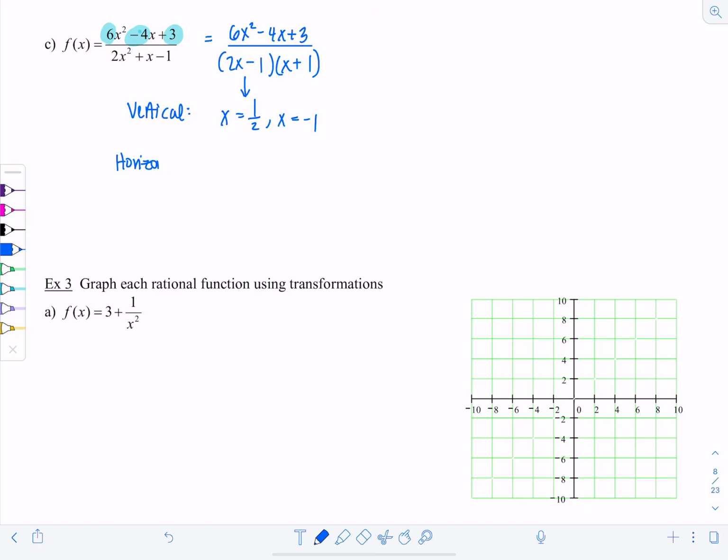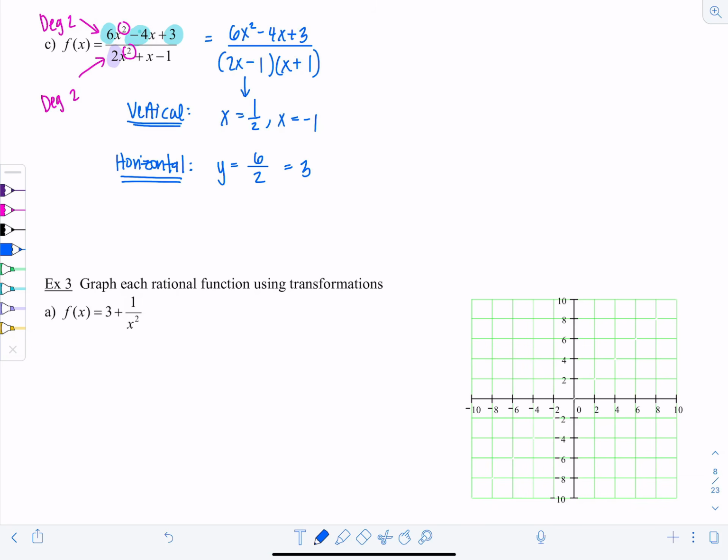Horizontal asymptotes. Well, what's the degree of the numerator? The degree of the numerator is 2, right? Since we have x squared. And the degree of the denominator is also 2. Oh, wow. So this is that case we haven't considered yet, if the degree is equal. And what you do is you take the coefficients of the leading term. So the leading term in the numerator is 6x squared, so I'm going to take 6. And then I'm going to divide it by the coefficient of the leading term in the denominator, which is 2. So I get 3. So my horizontal asymptote is at y equals 3.